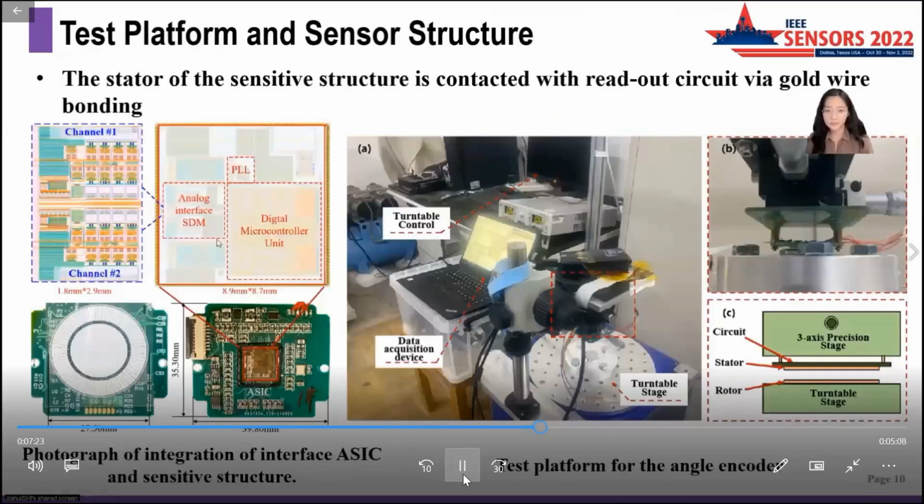The readout circuit is implemented in a standard 0.18 micron CMOS process with a chip area of 77.4 square millimeters and mounted on the PCB through chip-on-board packaging. The stator of the sensitive structure is contacted with the readout circuit via gold wire bonding and fixed on the 3-degree-of-freedom displacement platform. The rotor is fixed on the turntable to test the characteristics.